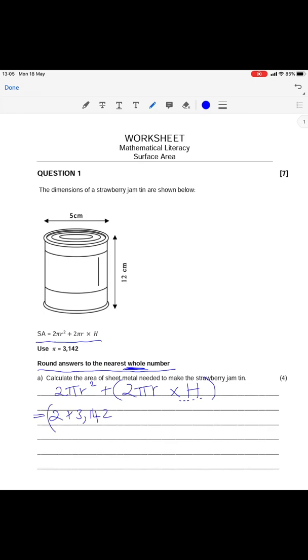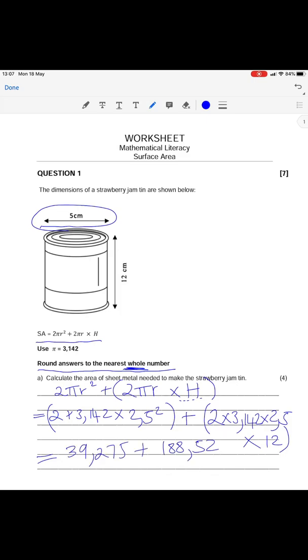And what is r squared? R is your radius. You have not been given the radius, you've been given the diameter. So remember that your radius is half of your diameter, so it's 2.5 squared. Then you are going to multiply once again over here by pi, and your r is your radius once again, 2,5, and we multiply by the height of the tin, which is 12 centimeters.